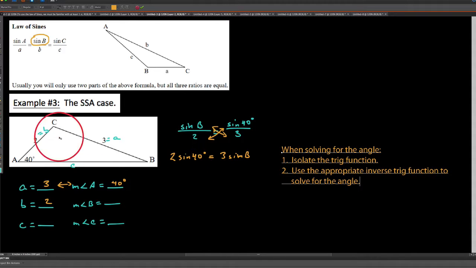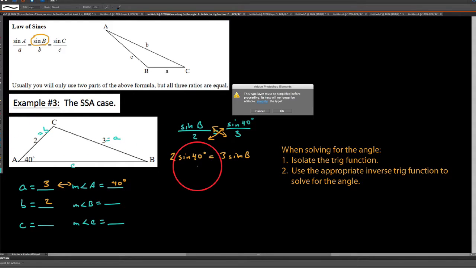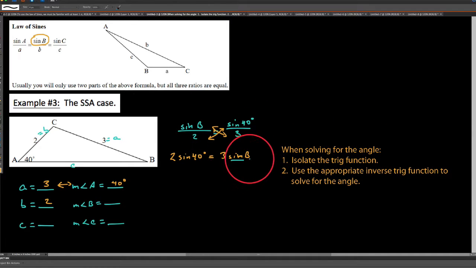When we look at this particular instance, we can see that to get the trig function by itself, which is this sine of B part, we're going to have to divide both sides by 3. And so what we get on the left here is 2 times the sine of 40 degrees, all over 3, and this is equal to the sine of B.